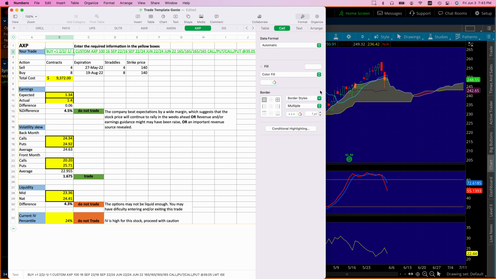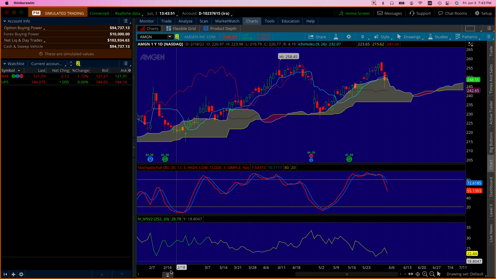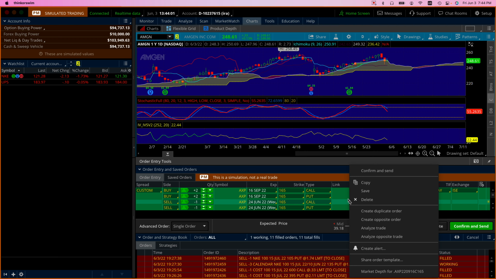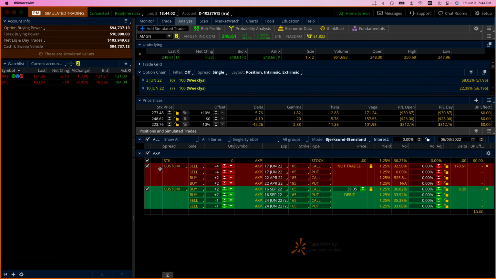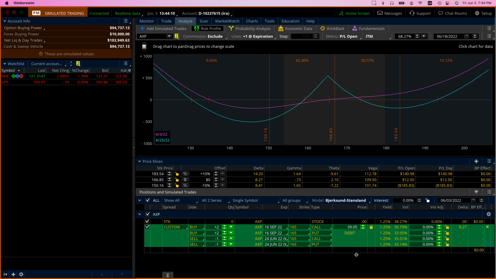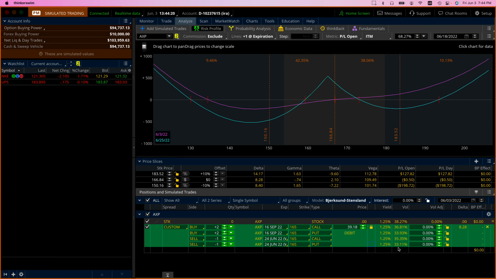Let's copy the trade here and paste it here. Analyze the trade. Let's remove the previous trade there. There it is. Nice. Okay, I see 36, 35, 33, 33, 36. Yeah, this is okay. The call side is higher than the put side.